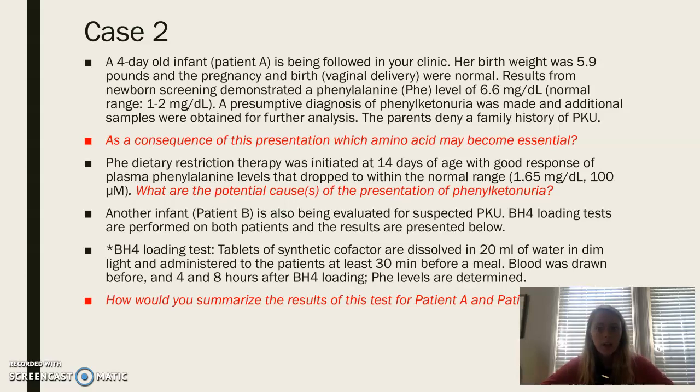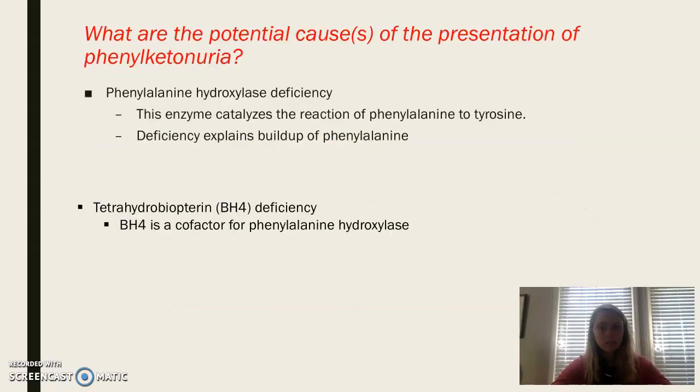They explain that a phenylalanine dietary restriction was initiated and the phenylalanine levels dropped within the normal range. It asks what the potential causes are of the presentation of phenylketonuria. And it also introduces another patient that also had phenylketonuria, and BH4 loading tests were performed on both patients. And then it asks how you would summarize the results of this test for patient A and B.